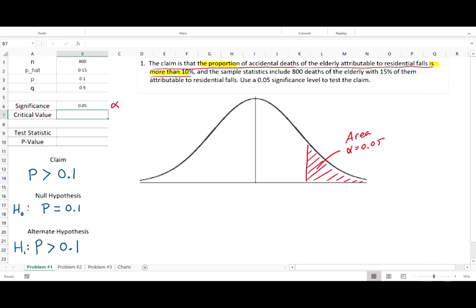Okay. So what is the critical value? So see how I sort of grouped these two together and these two together. Well, the significance is what you use to find the critical value, and then the test statistic is what you use to find the p-value. So I have it sort of organized in how these things are related. Okay, so the critical value, well, that's in this case a z-score.